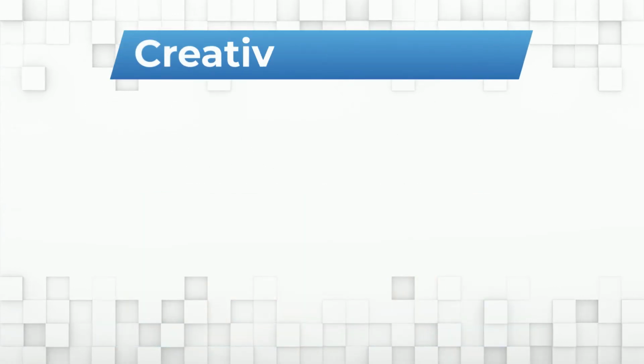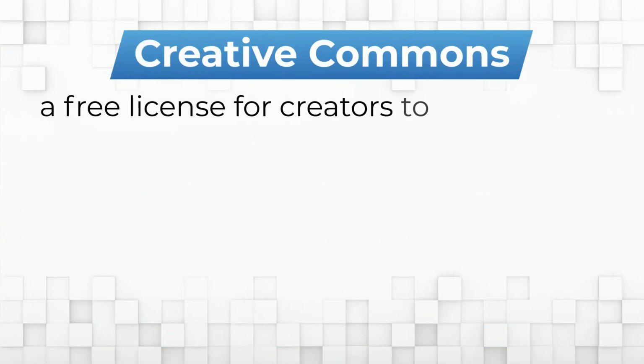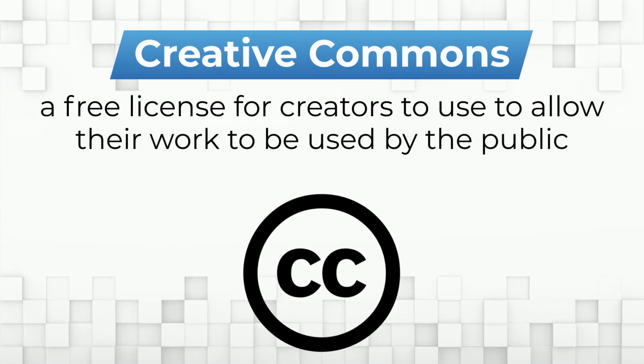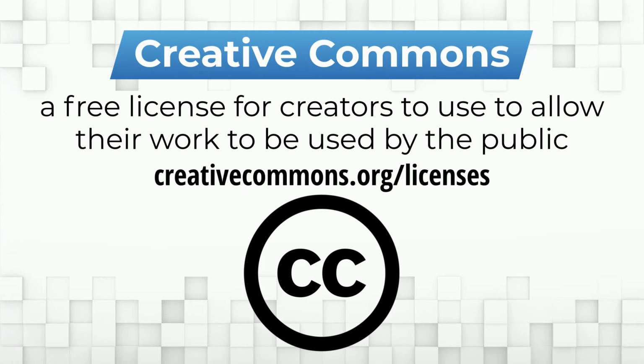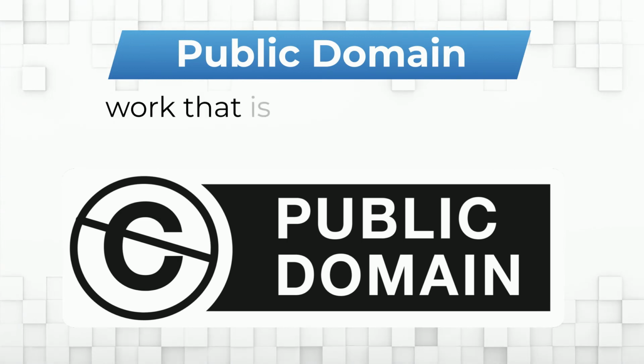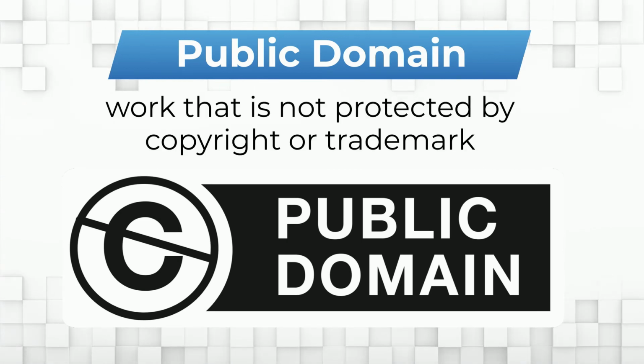Creative Commons. This is a free license for creators to use to allow their work to be used by the public. There are a bunch of variations on the Creative Commons license which can be viewed at the official Creative Commons website, creativecommons.com/licenses. Public Domain. This license refers to work that is not protected by copyright or trademark. The public actually owns these works, not an individual or artist. This happens when the rights on a work have expired or have been waived.